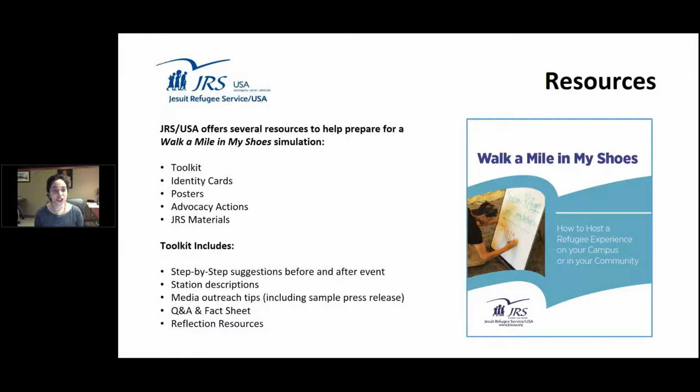Now, in terms of resources and what JRS offers to those who are planning a refugee simulation, the photo on the right is our toolkit. I mentioned that over the past few months, we made a concerted effort to consolidate some of this information and present it in a way that's helpful to our supporters who are interested in hosting this kind of event. So this is a new toolkit that we have available, and we'll share it to all participants after the webinar today. But the toolkit includes basically a step-by-step guide on how to host a simulation.